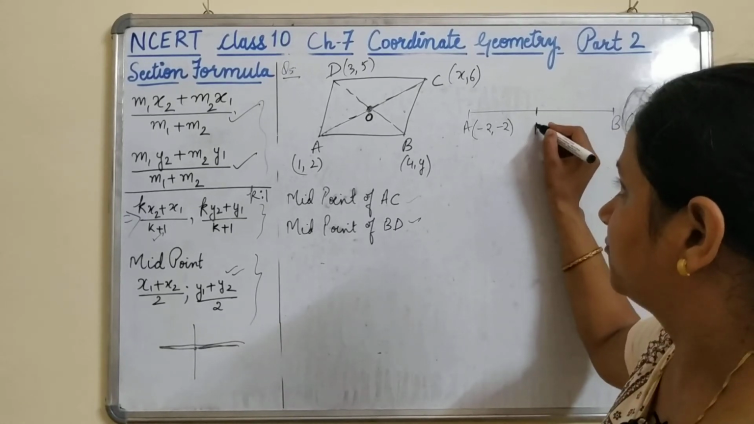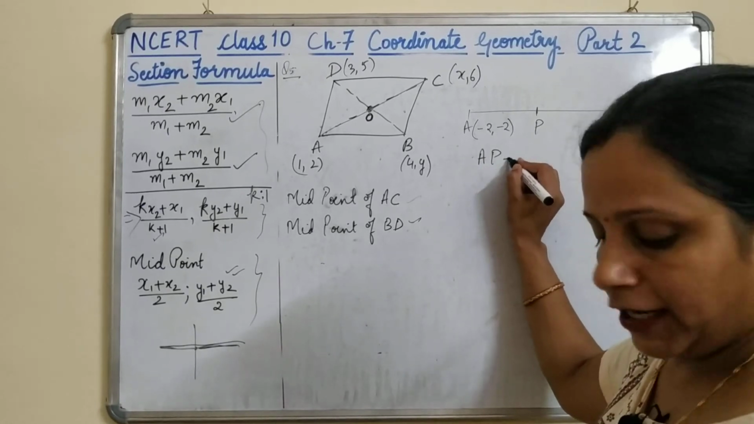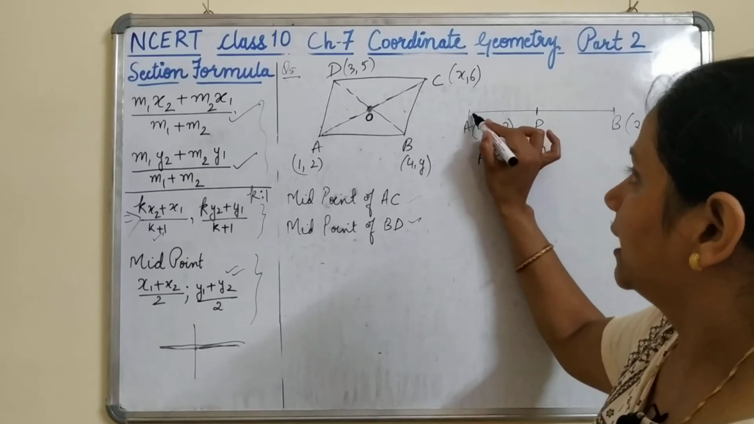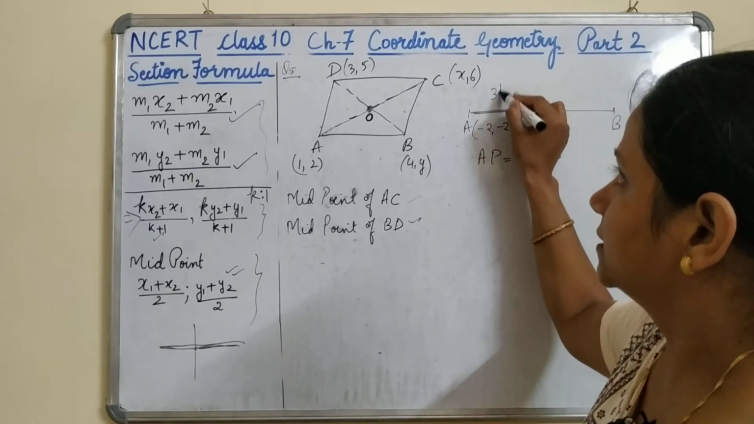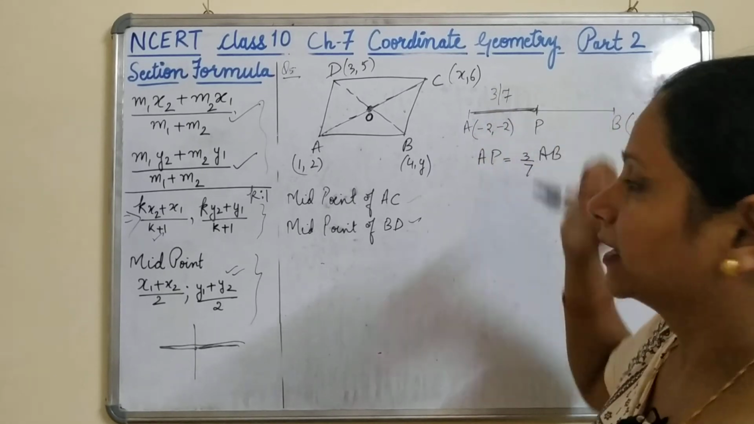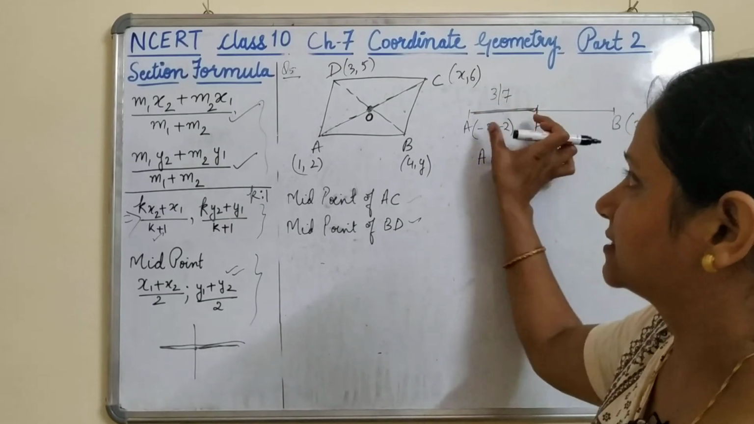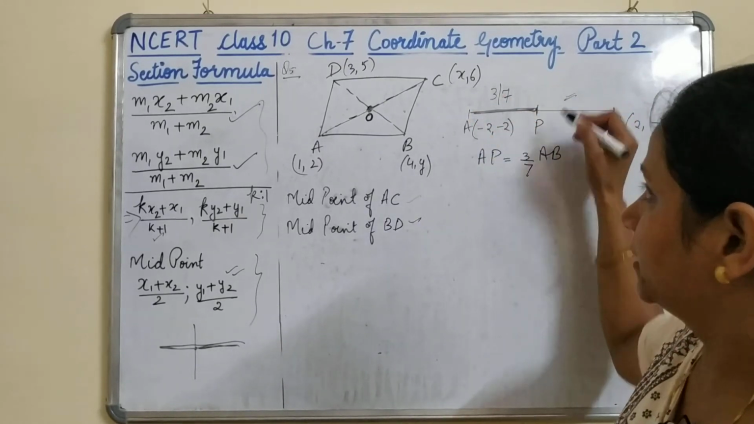Say for example, I have P here, such that AP is equal to 3 by 7 AB. That means this AP is 3/7. That means out of the complete 7 parts, this is just 3 parts, right? So just imagine what this other part will be.